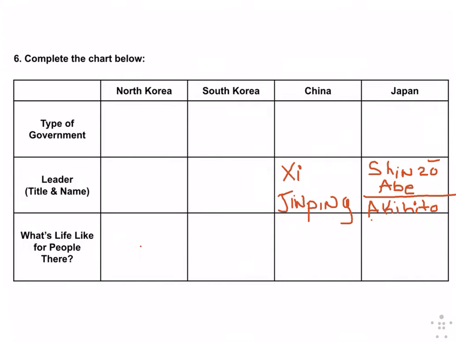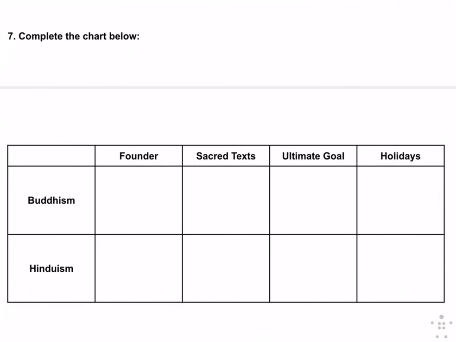All right. So we're going to be done with section 6. Let's go ahead and talk about 7, where we're going back into culture, talking about the two religions that we learned in this region, which are Buddhism and Hinduism. So the very first one that we're going to talk about is Buddhism.